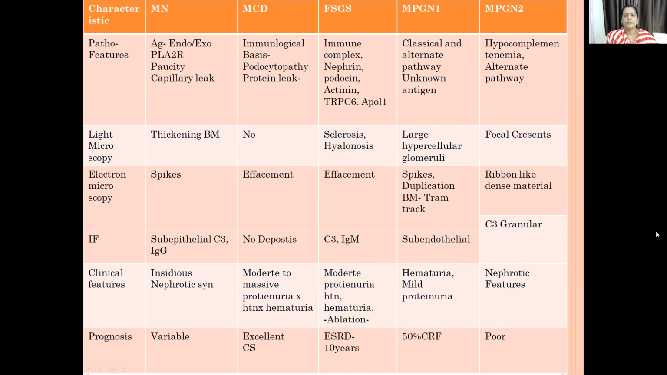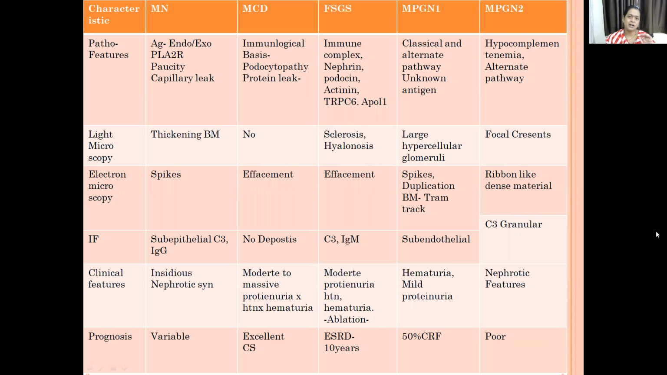Membranoproliferative glomerulonephritis type 1 has hematuria and mild proteinuria. 50% of the patients may eventually develop chronic renal failure. And here in MPGN, you can see that there are focal crescents. Crescents are usually the manifestation of the proliferation of parietal epithelial cells that we see in rapidly progressive glomerulonephritis. Here also we are seeing the crescents. Usually the crescents are related to poor prognosis.